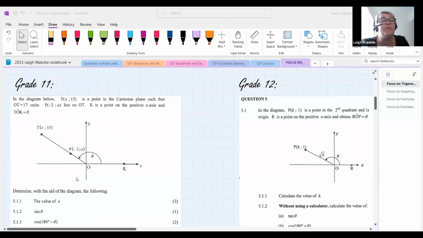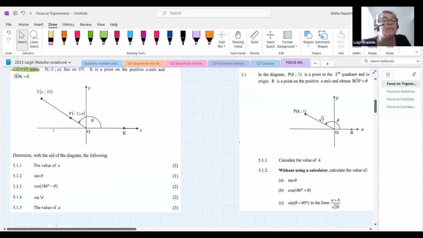We are given OT. T is a point in the second quadrant. OT is 17 units long. They've told us that over there. And they've given us point P, which has coordinates -2 and A, and the x coordinate at T is missing. So the first thing that they want us to do is calculate the value of x. That is not a problem in the slightest. Did you manage to calculate that x was equal to -8?